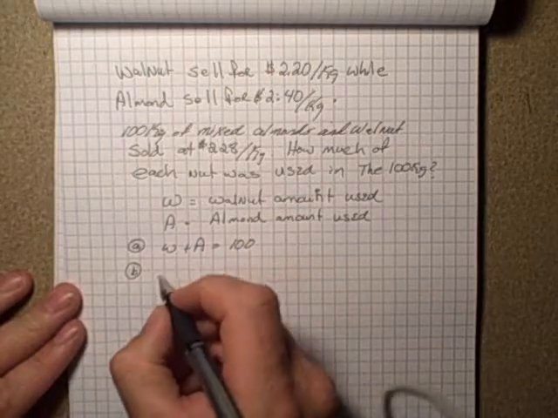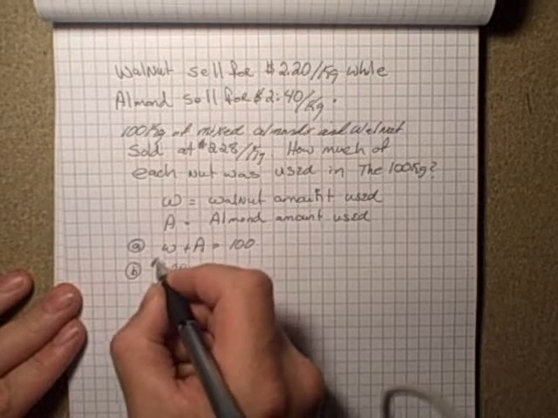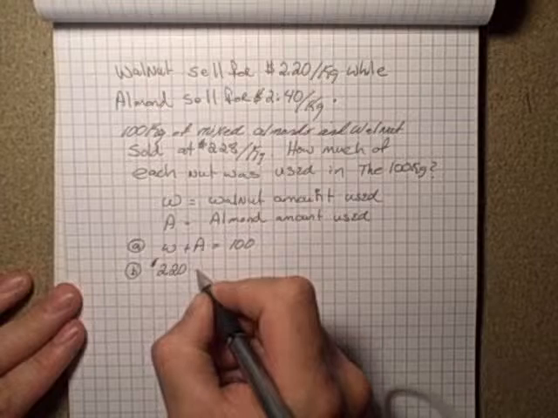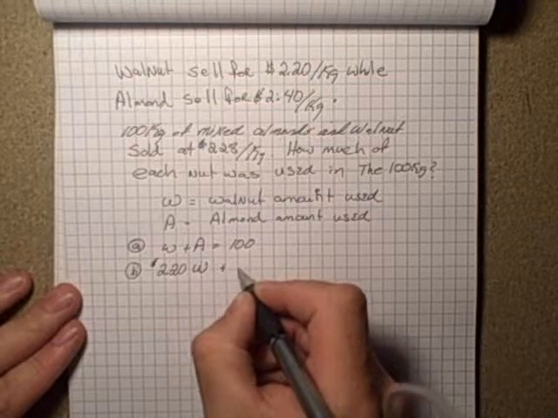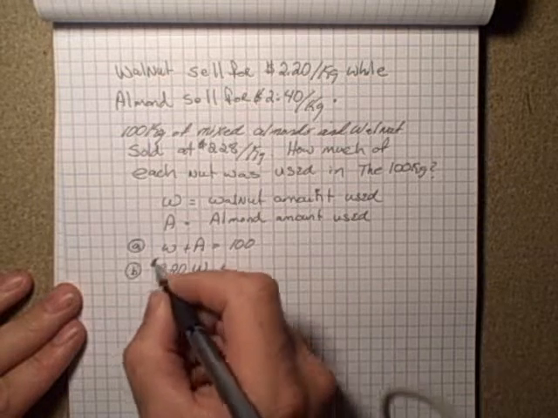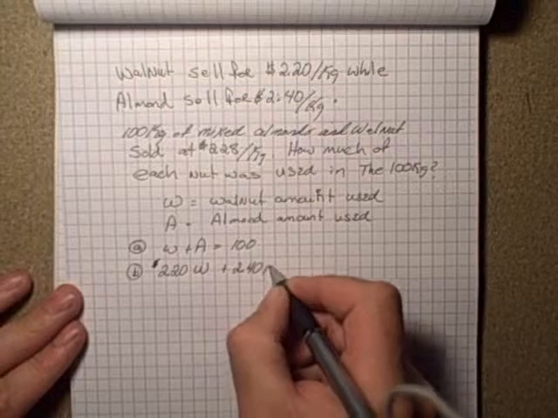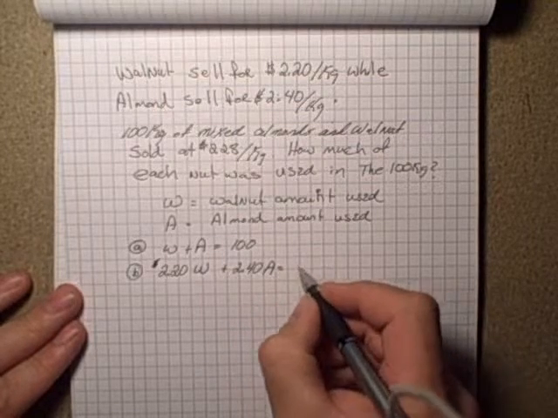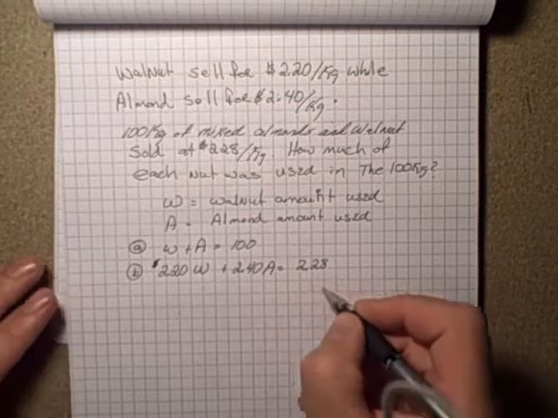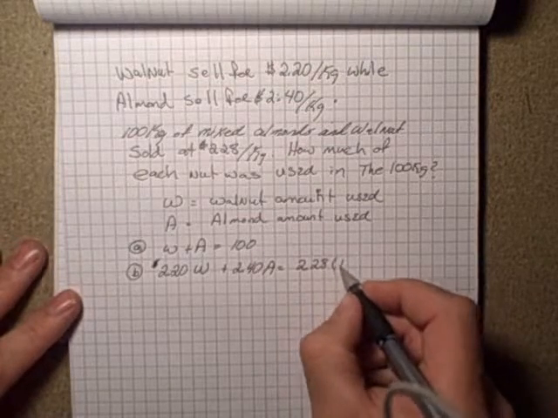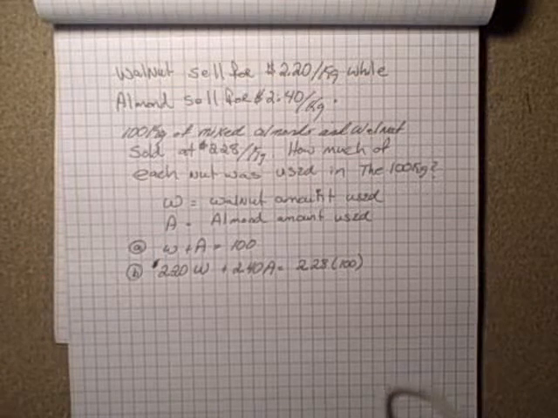So what does that mean? Well, that means $2.20 times the walnuts plus, we don't need the dollar sign here, I guess, $2.40 times the almonds is going to equal the mixed price. And what was the amount of the mixed price that we used? 100. So there is our second equation.